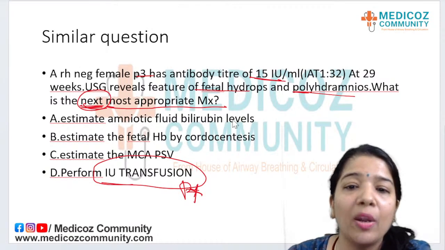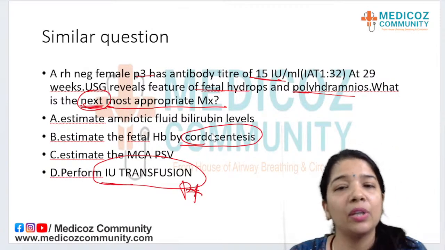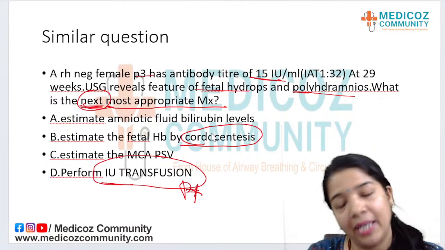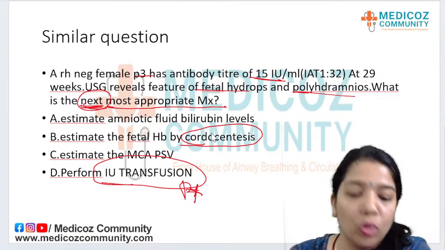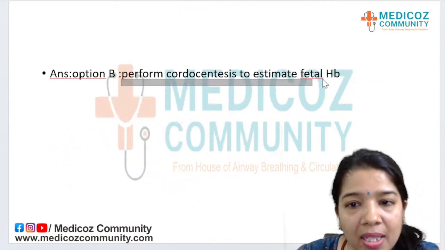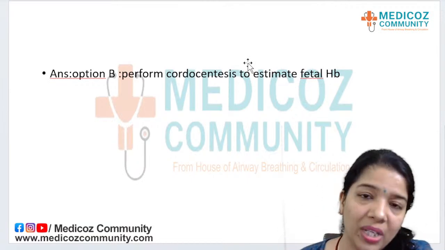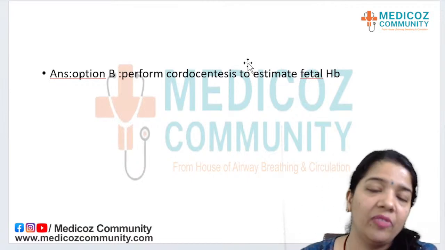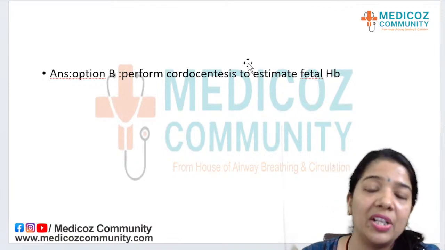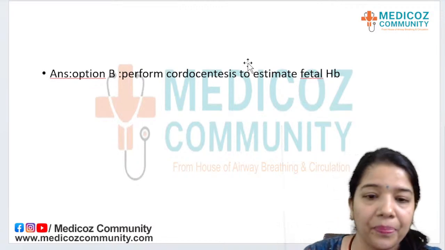Fetal hemoglobin by cordocentesis. Cordocentesis means I will prick the umbilical vein in the umbilical cord, take out the blood, and estimate the hemoglobin of that baby. So first I will perform the cordocentesis to estimate the fetal hemoglobin. I will calculate how much blood has to be given to this baby. O negative blood has to be given to such babies, and it can be given with the help of intravenous transfusion or even intraperitoneal transfusion to the baby.